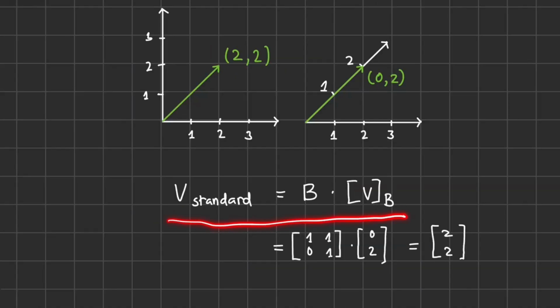Applying this formula to our example, for our basis b, which for its first basis vector has this one here, we enter that as the first column in our matrix, and the second basis vector as the second column. Then this is the representation of our vector in our basis b, so 0, 2, as written here. And doing this matrix vector multiplication, we exactly get 2, 2. So what we expected to get out.